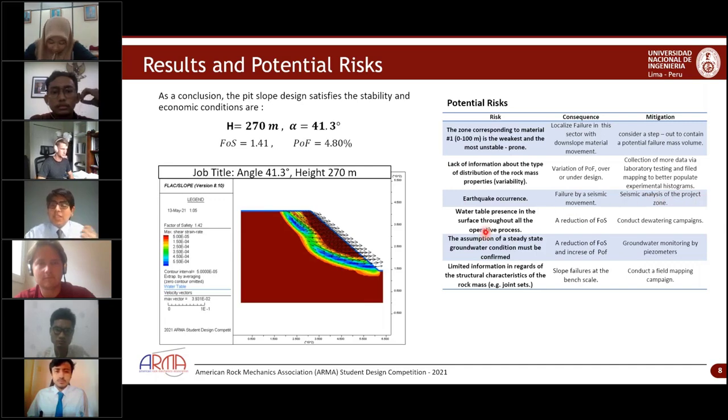Other is the water table presence. As a consequence, the factor of safety diminution, and the solution, the dewatering campaigns. Other is the no confirmation of steady state. As a consequence, the reduction of factor of safety and increase of probability of failure, and the solution, the piezometers. The last is the lack of information about the structural characteristics. As a consequence, a bench scale failure, and the solution, a mapping campaign.